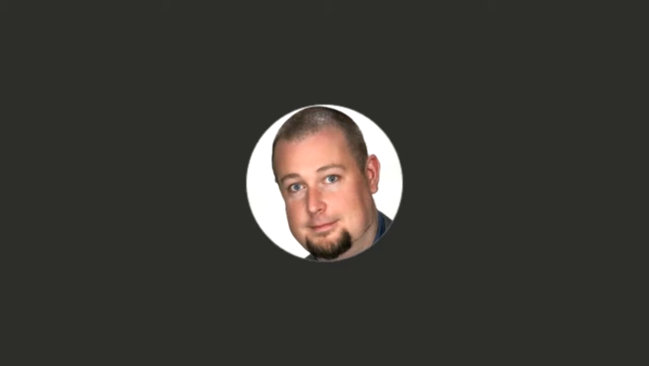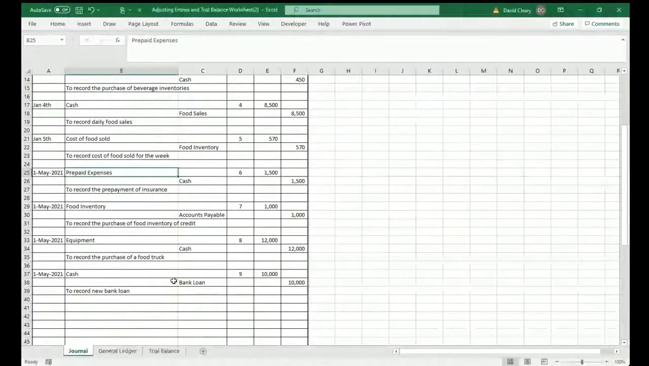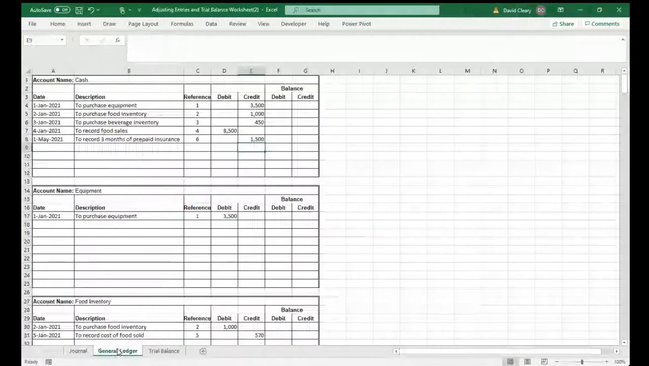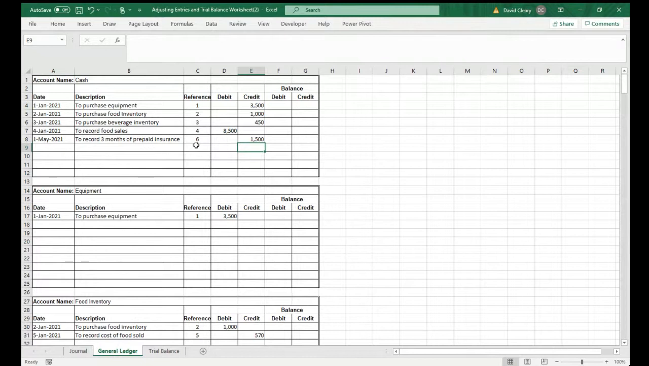Can you see the cash entry? Yes, of course. So I'll share my screen again. There we go. The cash entry on the ledger was May 1st. The description was to record 3 months of prepaid insurance. The reference number was 6, and I credited it by $1,500. Okay. So I'm going to stop sharing here and see if that helps.